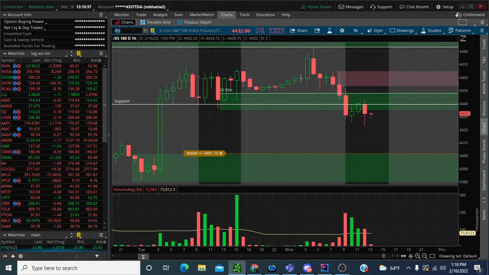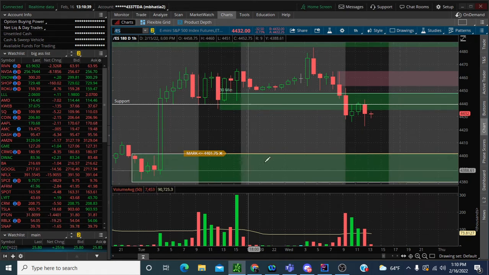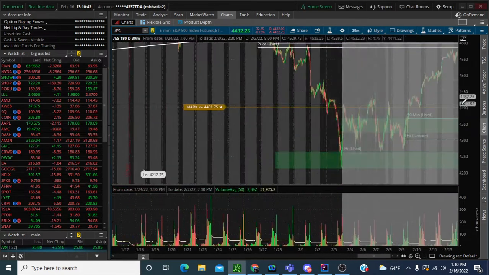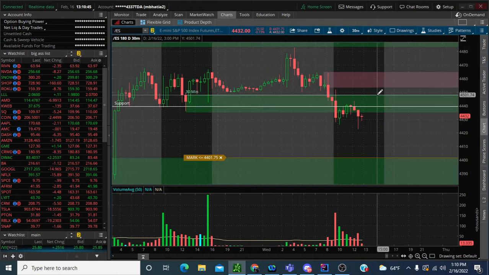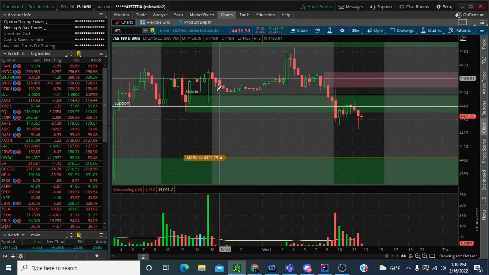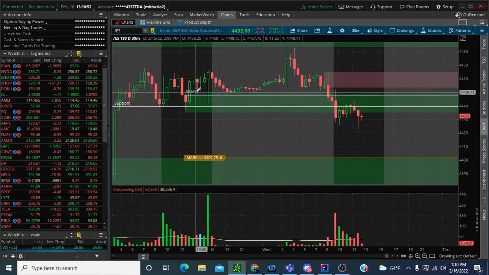So my plan was, this demand zone, just looking from a context perspective, did not take us that far. This 30-minute demand right here really only took us like 30, 40 points higher. So this was not the best zone in terms of strength.